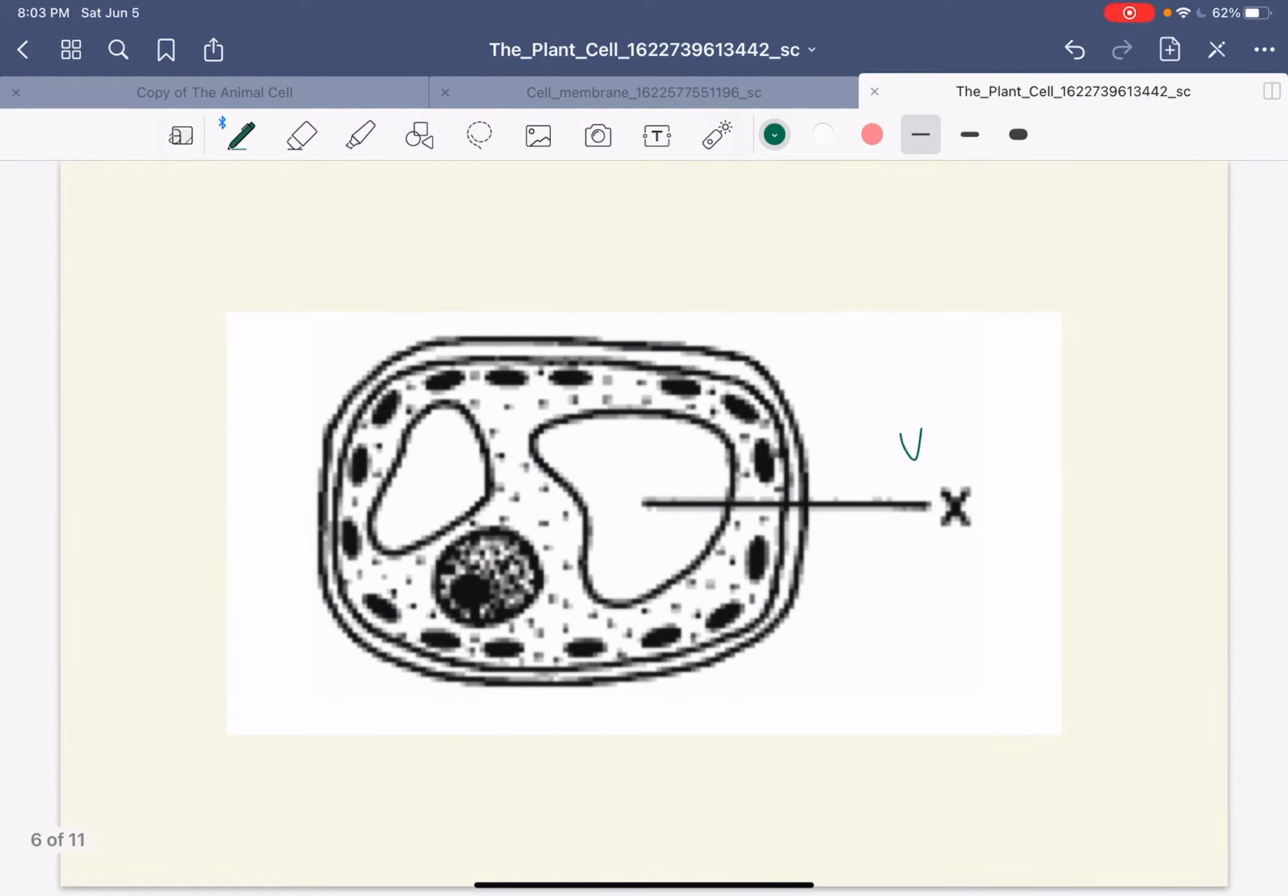X is pointing to a very large vacuole. And then, of course, we have here the outer layer, the cell wall. And then over here, we have the chloroplast. Now, remember that this one isn't looking too squarish. You see how it's kind of almost round in shape? They rounded out the edges.